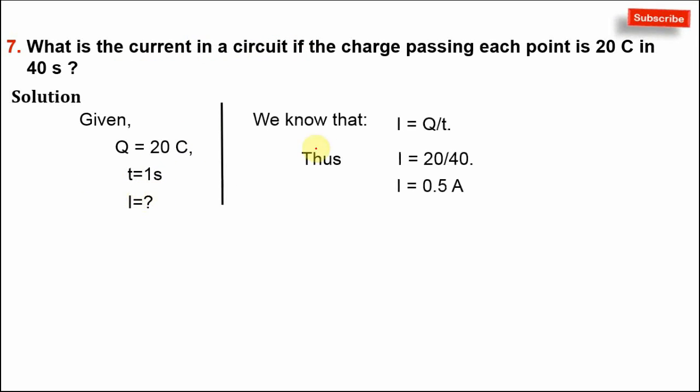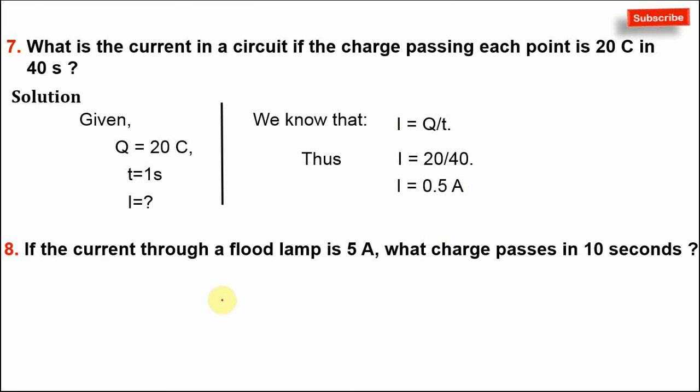So simply for finding the value of capital I, we can use the formula of I, and this formula is I is equal to Q upon T. So simply here the value of Q is 20 coulomb and the value of T in second is 40 seconds. So simply 20 upon 40, the zeros get cancelled, 2 upon 4, that is 1 upon 2, and 1 upon 2 means 0.5 ampere, and this is the final answer.